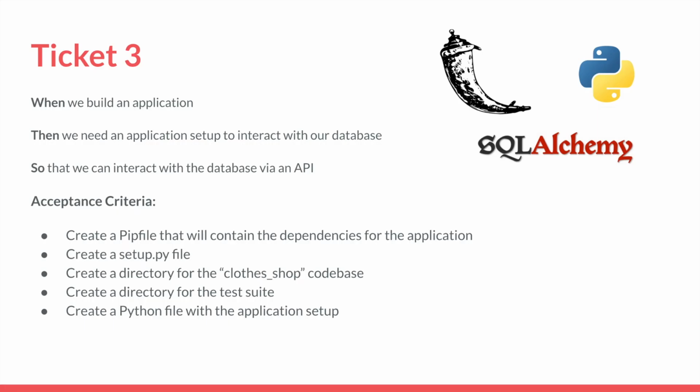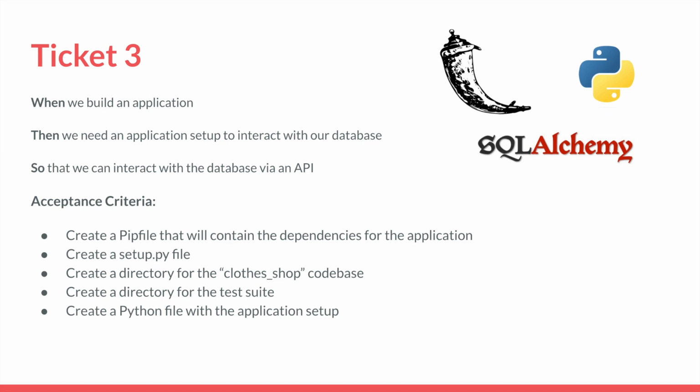Now, as always, let's go through our definition of done before we commit our changes to GitHub. So the acceptance criteria was that we create a pipfile that will contain the dependencies for the application. That's been done. We created a setup.py file, so that's done. We created a directory for our clothes shop code base and the directory within that for the test suite, so that's been done. And then finally, we created our application setup. So we've ticked off all the acceptance criteria off the list.